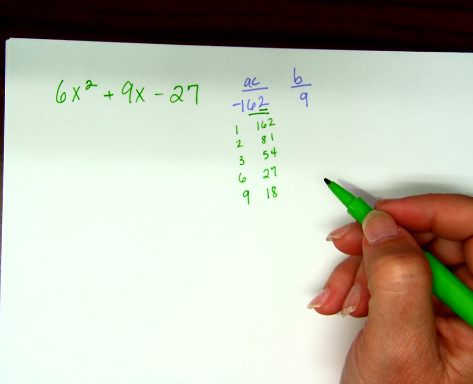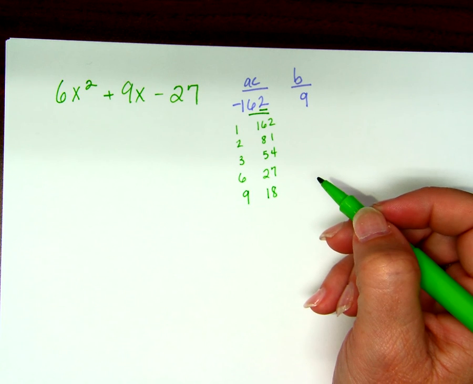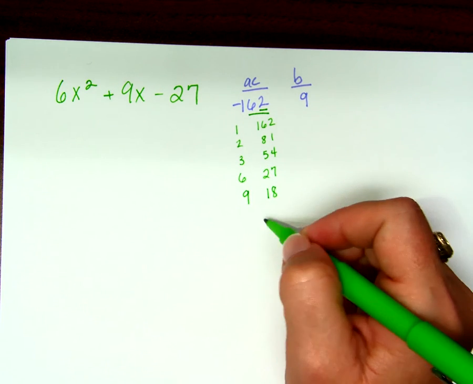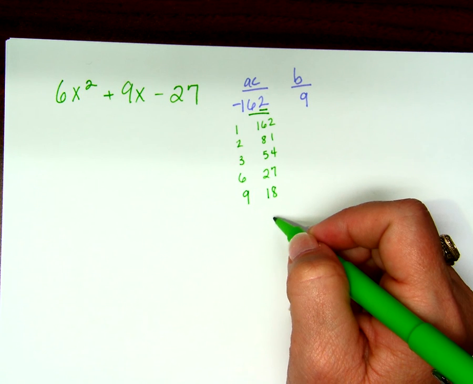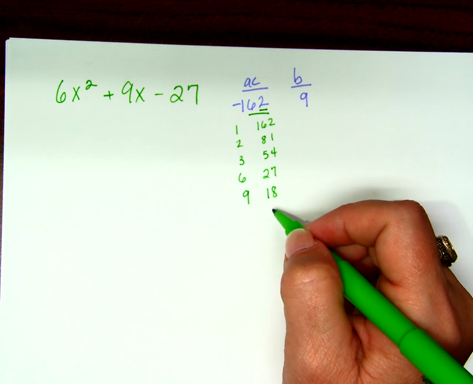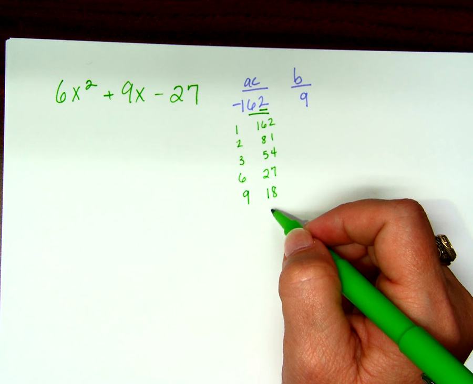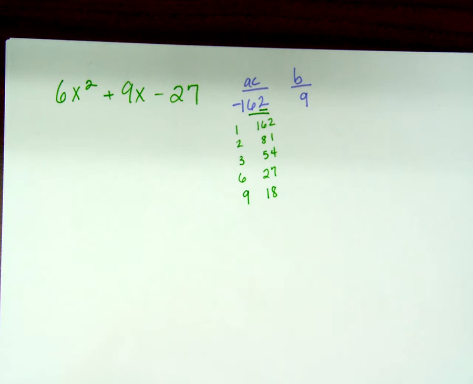18. Okay? Now, there may or may not be other factors of 162, but we don't need them. We don't have to care about them, do we? Why? 9 and 18 is what I need, isn't it? Okay? What kind of 9 and what kind of 18? Negative 9 and positive 18.